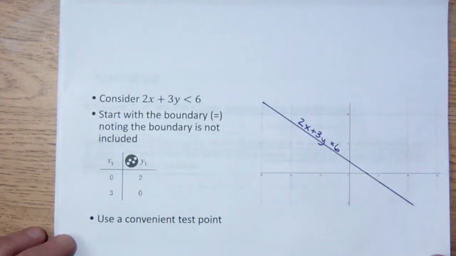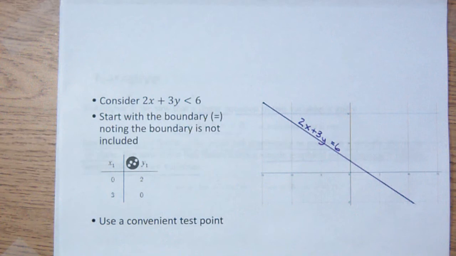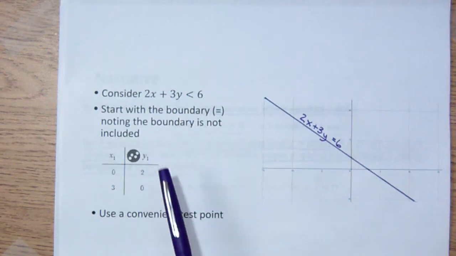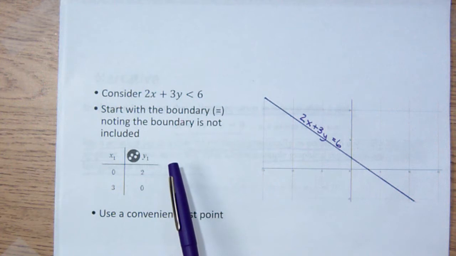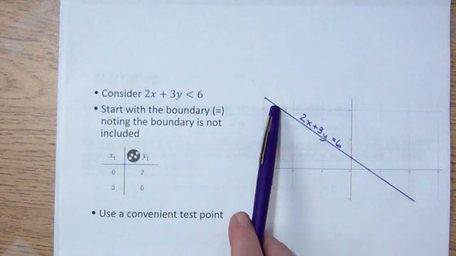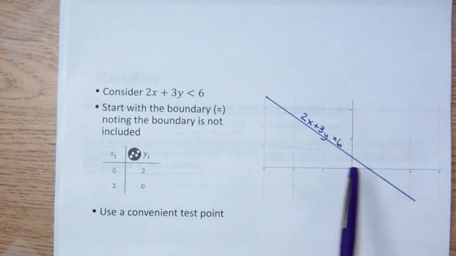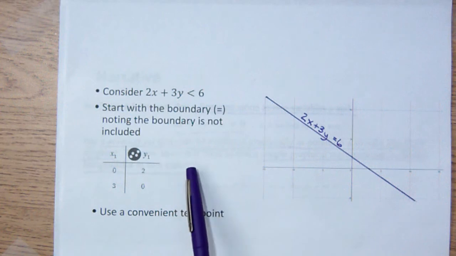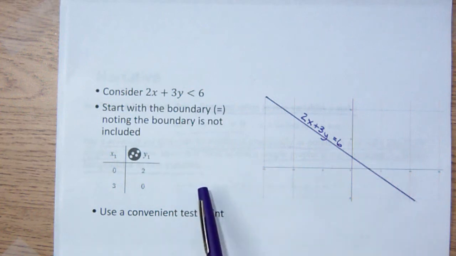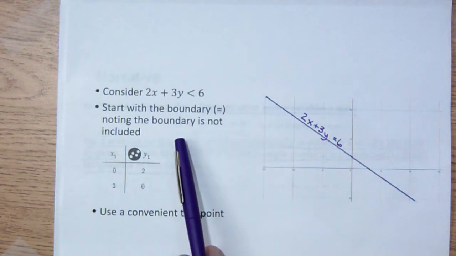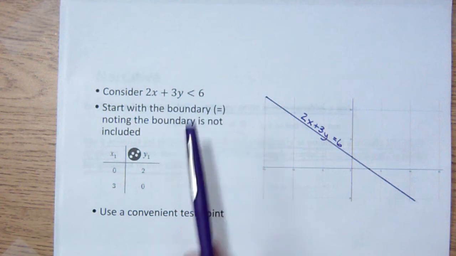Let's start with a simple example. So we're going to consider 2x plus 3y less than 6. Now we start with saying, when does 2x plus 3y equal 6? And so I pick points in the table, (0, 2), (3, 0), and plot those points, connect the dots, and that is the boundary for this region, 2x plus 3y less than 6. Now that is the boundary, but we note that the boundary isn't included here because there's not an equal sign.